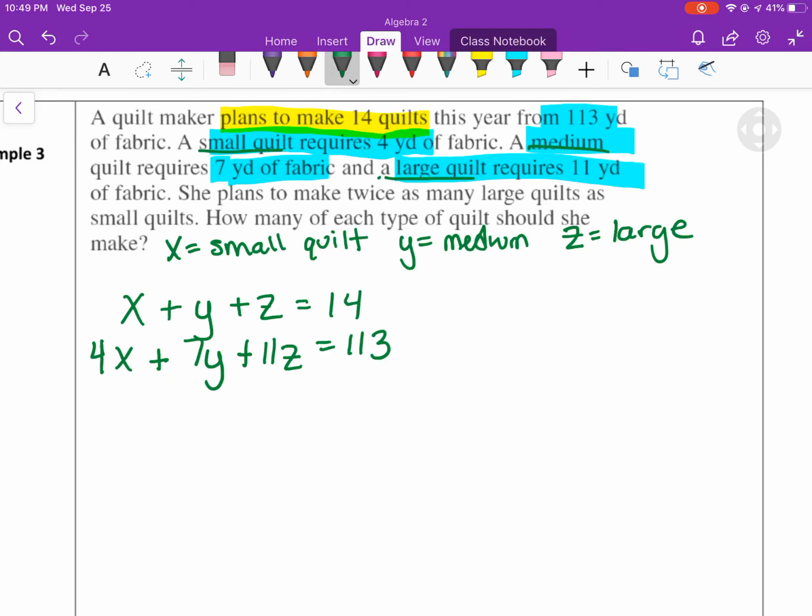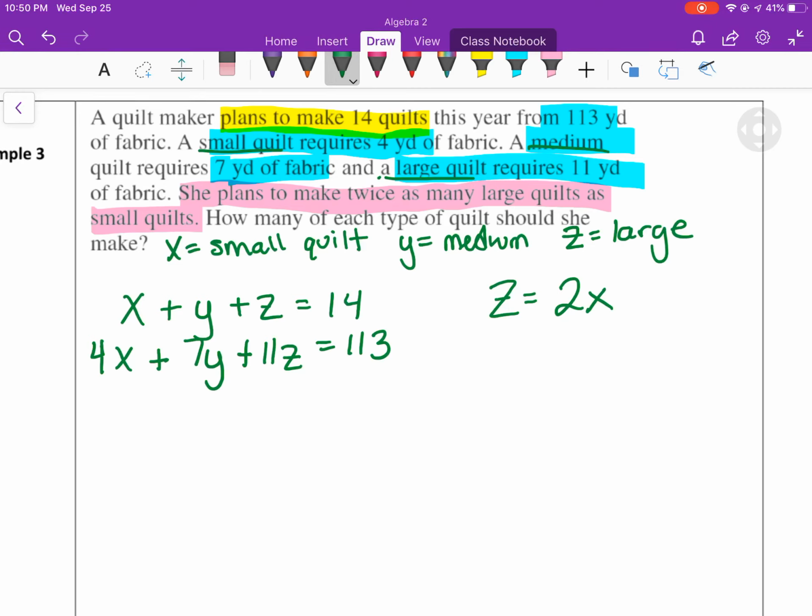It's very similar to how much of each type with two variables. The third equation you have to read carefully. She plans to make twice as many large quilts as small quilts. So I would do large quilts is going to equal 2 times as many small quilts. So if I had made 4 small quilts, 4 times 2, I'd make 8 large quilts. So I just make sure that I plug in a value to make sure it makes sense.